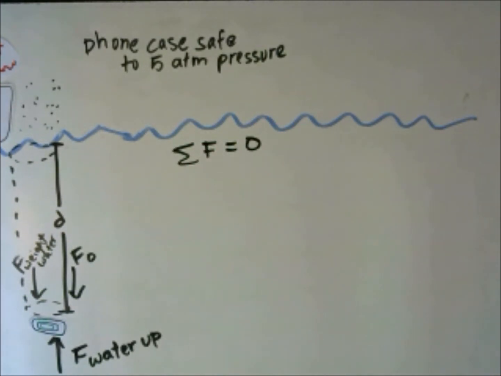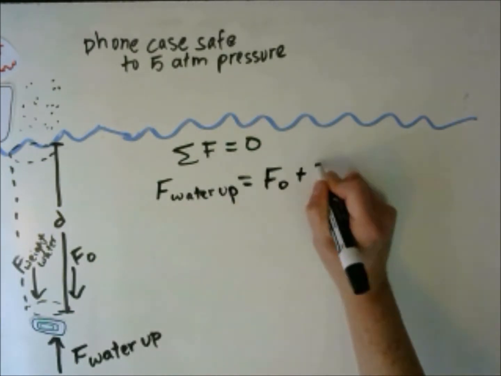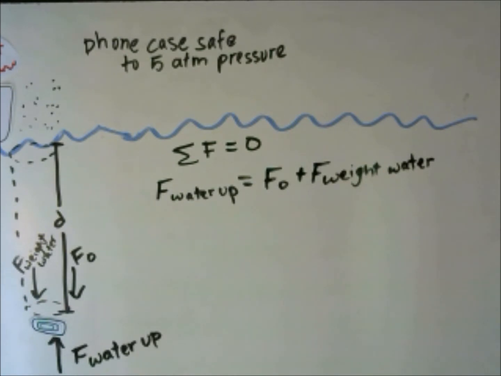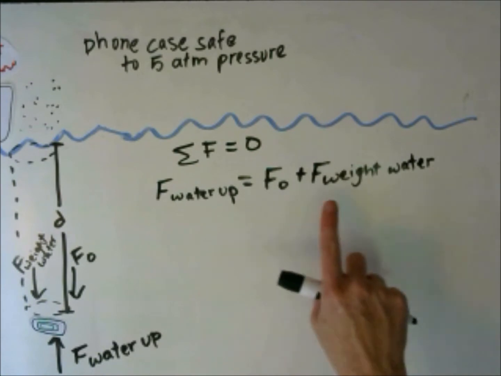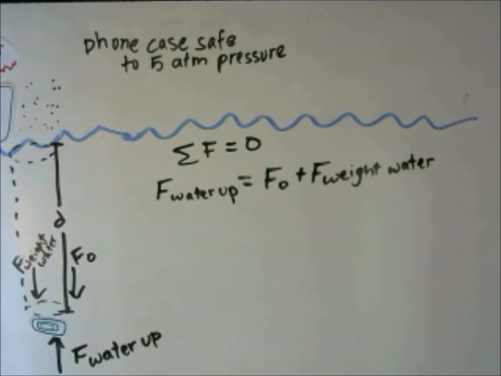If the sum of forces is 0, that means the force going up on the phone is equal to the forces going down. The force of the water up equals the atmospheric force down and the force of the weight of the water. Now we're actually looking for the pressure at this depth.